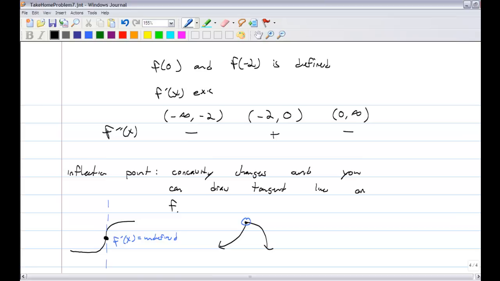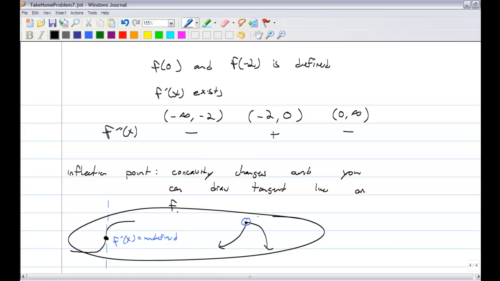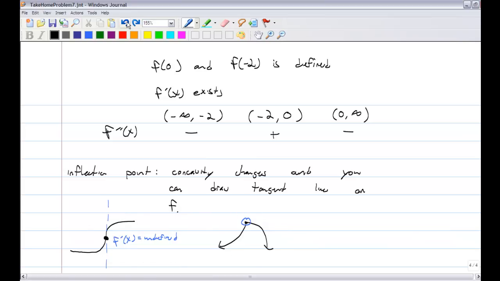Now if f prime of x exists, then you can definitely draw the tangent line there. If f prime of x is undefined, well then you have to do some searching and say, which of these two cases is it? Because if it's the vertical tangent case, then you would still have an inflection point. So f prime of x exists, that makes us happy, then we could say yes.